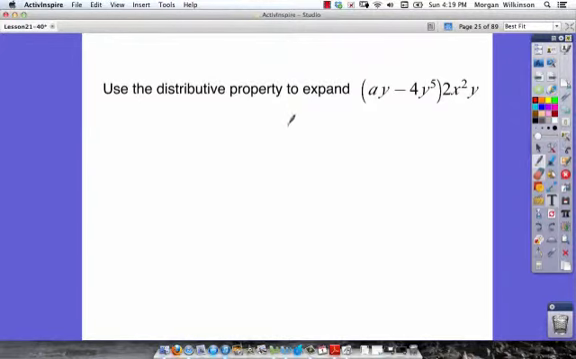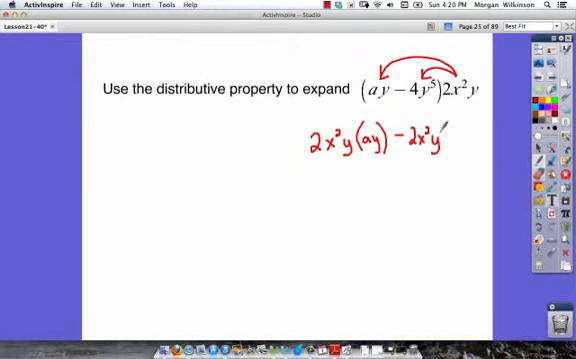We want to use the distributive property to expand again. This time we've got our parentheses first and what we're multiplying by second, but we're going to do the problem the same way. Let's take this term and multiply it in on the left first, and then multiply it in on the right second. So we're going to get 2x squared y times ay, minus, then we've got 2x squared y times 4y to the fifth power.